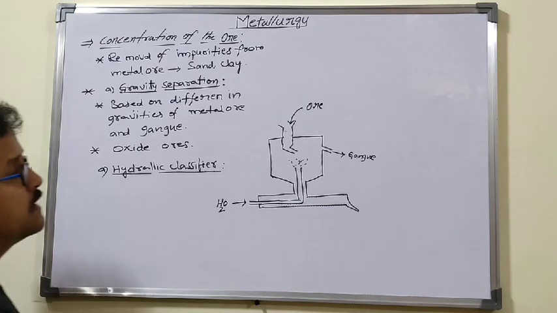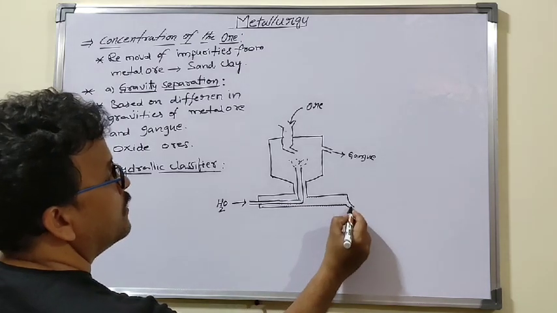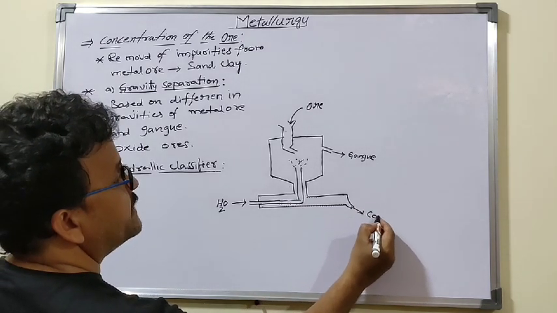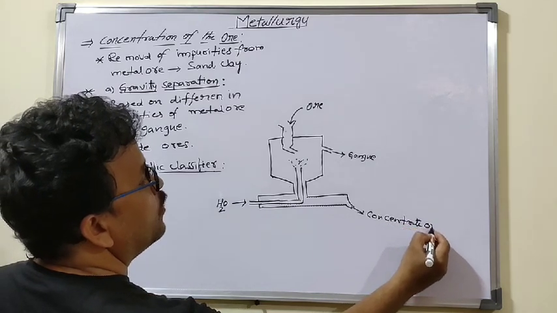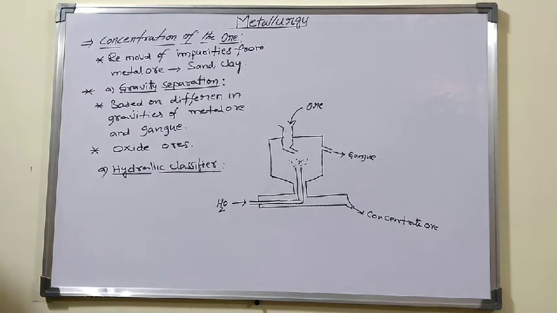gangue outlet and the other concentrated ore outlet. This is the structure of the hydraulic classifier, and there is a provision in it to remove lighter gangue particles from the top and to collect concentrated ore from the bottom.